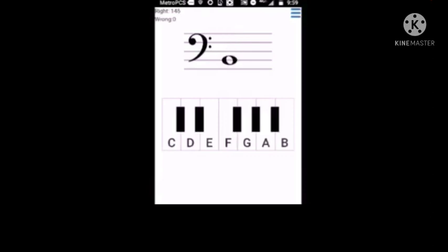That's a B. That's a B. That's a C. That's a G. That's a B. That's a G. That's an F. That's a G. That's an E. That's a B. That's a B.